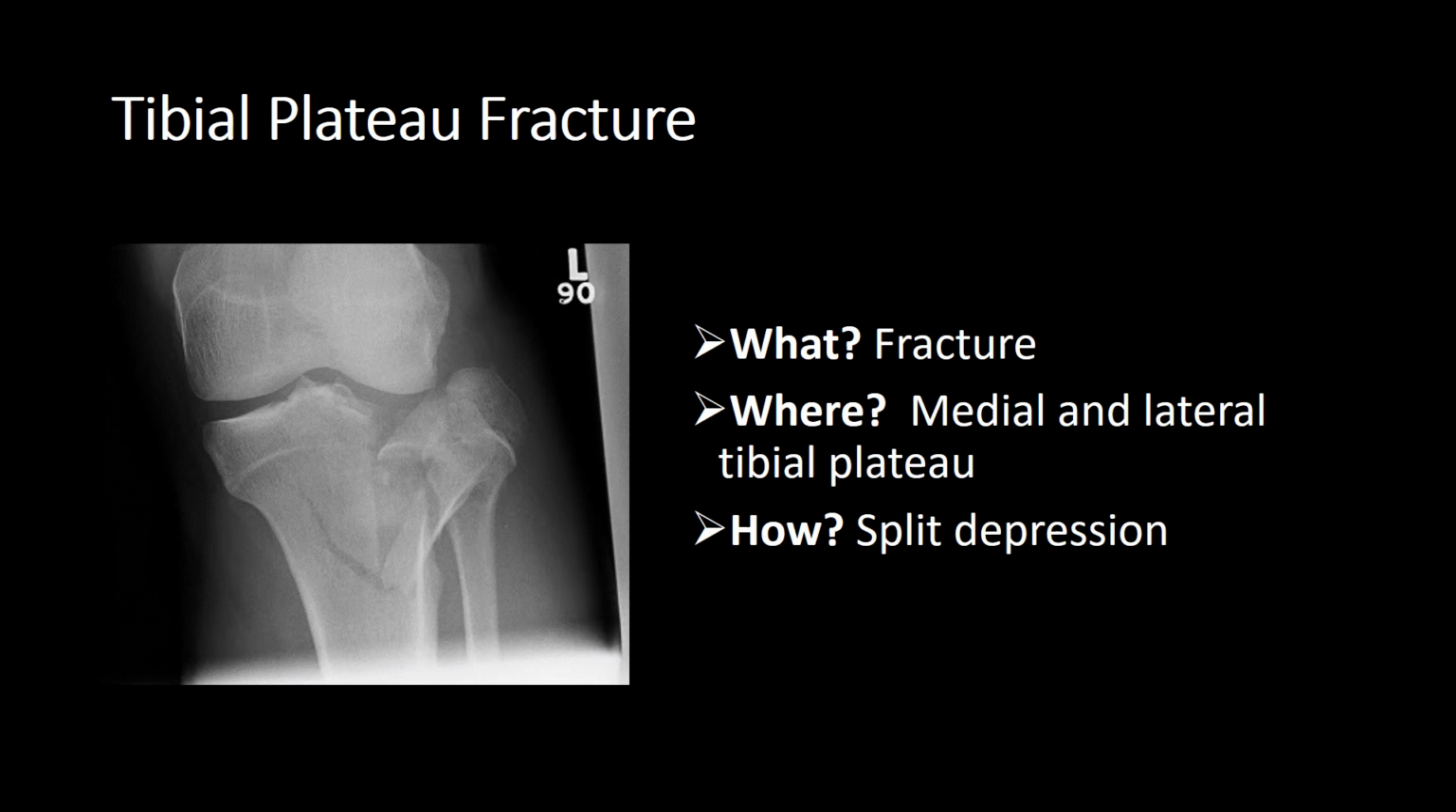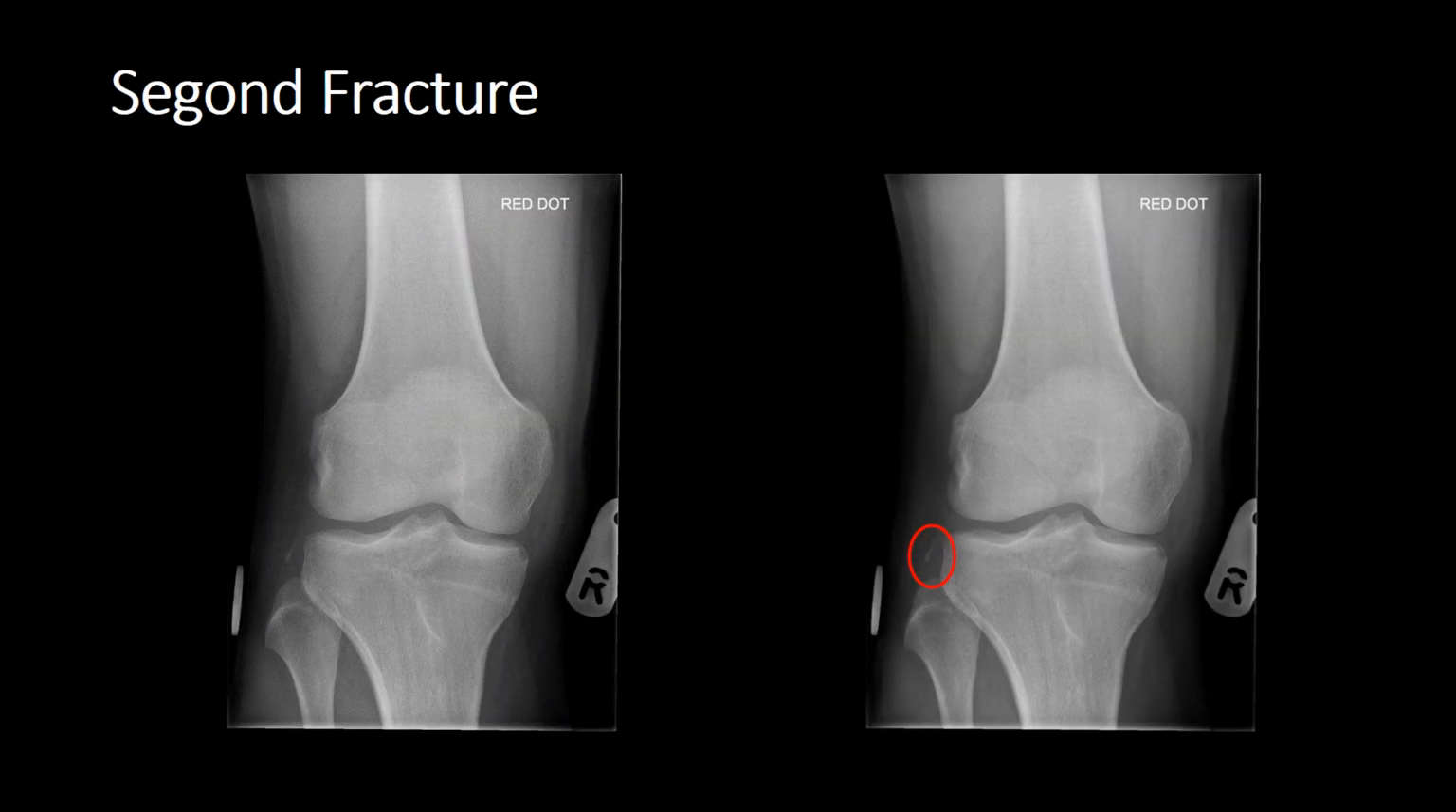So what is it? It's a fracture where the medial and lateral tibial plateau have split depression. Segond fractures are caused by a rotational force while the knee is held in flexion. The thing is, this teeny tiny fracture is very, very significant because 75% of them are associated with an ACL rupture. So what are we looking at?